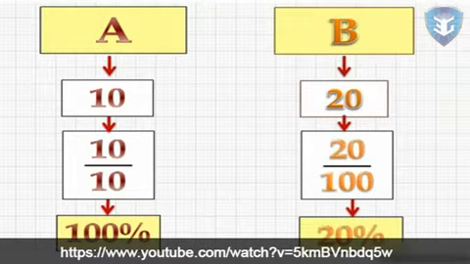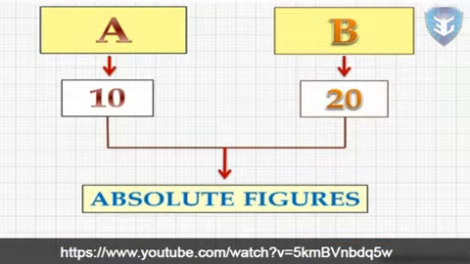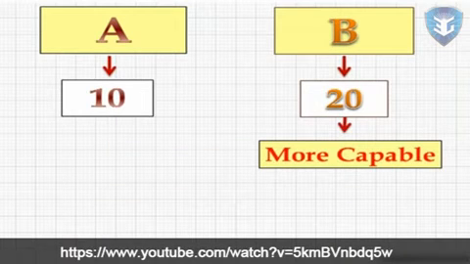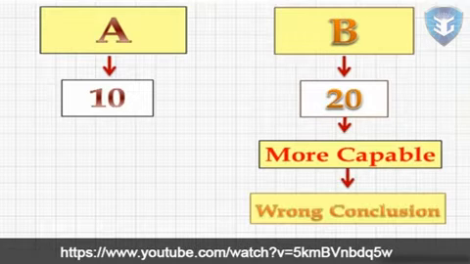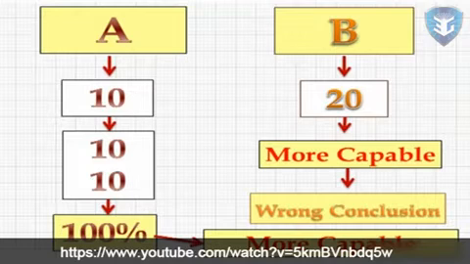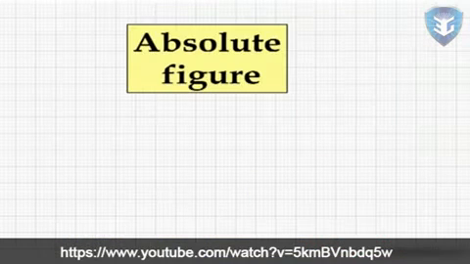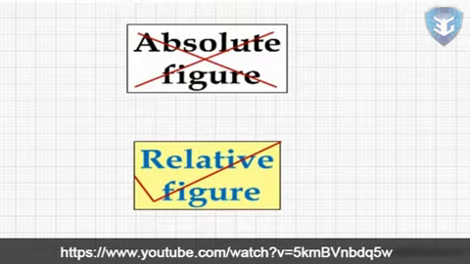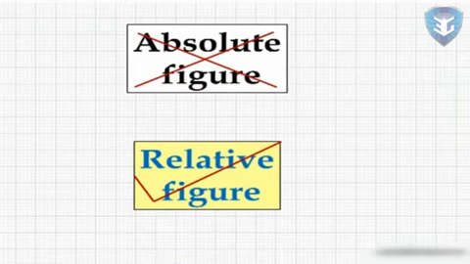And previously you are trying to compare the absolute values, 10 marks and 20 marks. And you could reach the wrong conclusion that B is more capable. But when you come to know that A has got 100% marks and B has got only 20%, now you reach the conclusion that A is more capable. So in this way, you should never try to compare absolute figures. They should be converted into relative figures. And in the whole chapter, we'll study the financial statements and we'll change the absolute values available in the financial statements into the relative values.